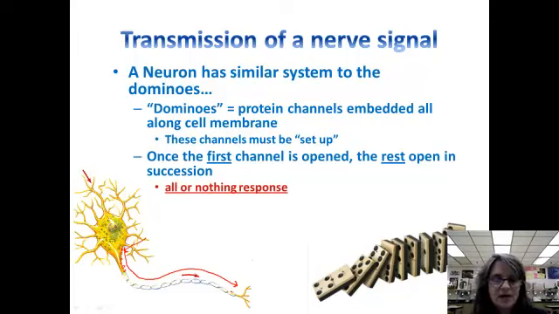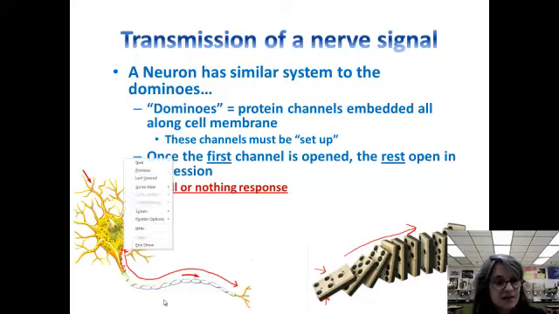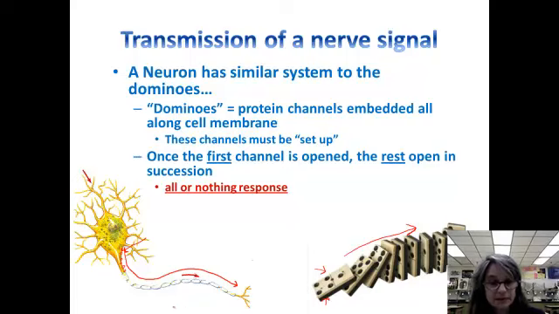Okay? Now, this is an all or nothing type of response, meaning if we're going to make the dominoes fall here, we have to have enough oomph, enough energy, enough stimulus, if you will, to push down the first one. If there's not enough energy to push down the first one, then none of them are going to fall. That is the same with these little channels embedded in the cell membrane. If there is not enough of a stimulus to get that first one to open, then none of the rest will open. Okay? It's important.